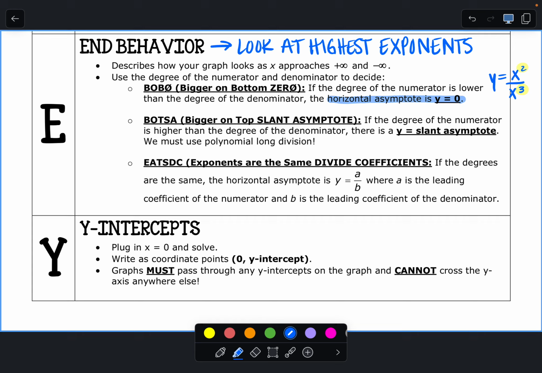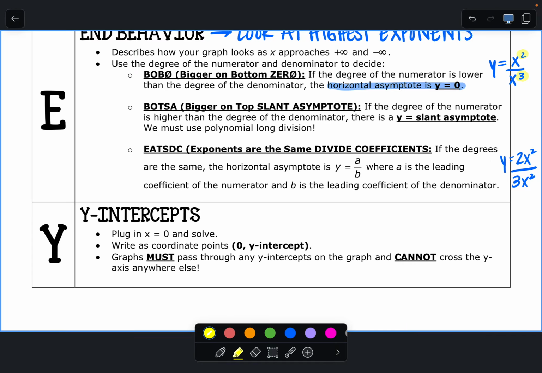So if I have something like y equals, let's say, 2x^2 over 3x^2. Notice that my exponents are equal to each other, 2, 2. So if I want to write the horizontal asymptote for this particular equation, I'm going to take the coefficients. And if you have forgotten what a coefficient is, it's the number in front of your x term. We are going to take the coefficients and we are just going to divide them.